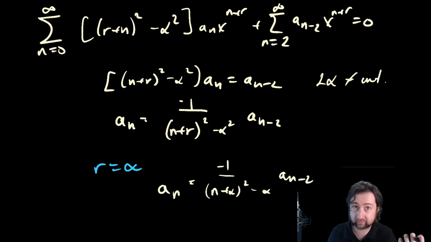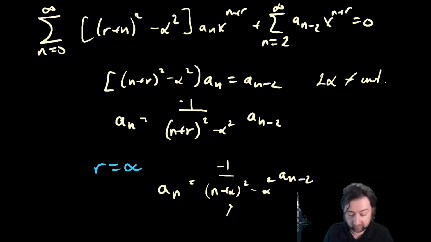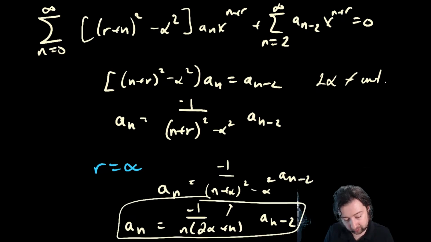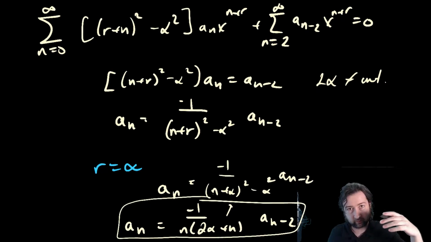That's pretty obvious. And if you put that in and you cancel everything out by subtracting the alpha squared that's out here from the alpha squared that pops up right here, what you're going to end up with is a recursion that looks like a_n is equal to minus 1 over n times (2 alpha plus n), a_{n-2}. So this is the general recursion that we get for Bessel functions. And this is for any alpha.